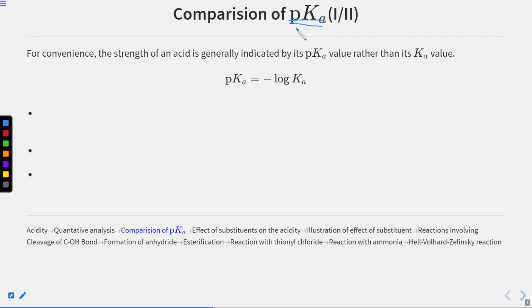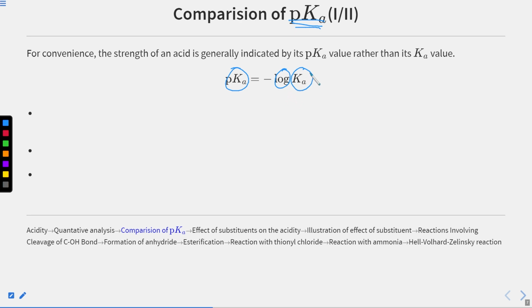Okay, pKa. What is pKa? It is simply the negative logarithm of your acid dissociation constant. No more, no less. Just keep it in mind: pKa is the negative logarithm of Ka. Now, what is the relation? Is pK directly or inversely proportional to K?